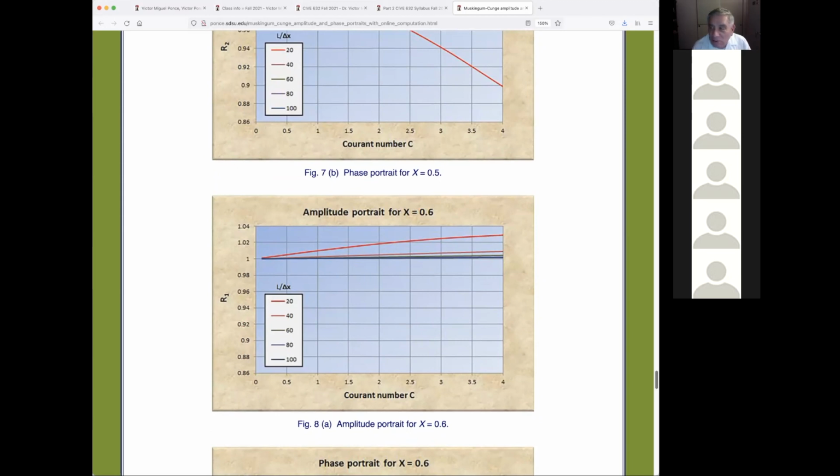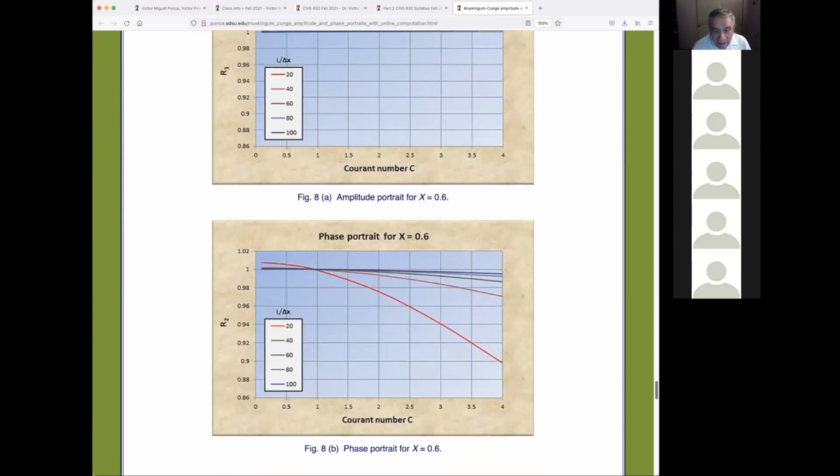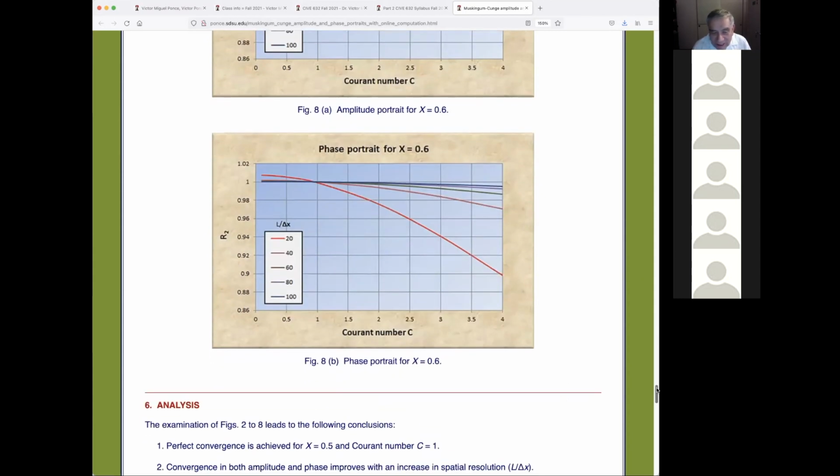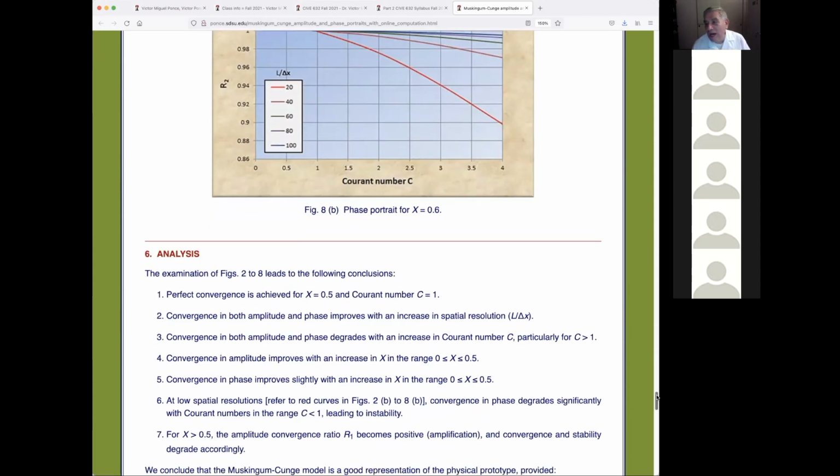The numerical solution is higher than the physical solution. And the red is bad. And the phase portrait, also bad. If you have a Courant number high, God forbid, you look at this, it's coming up really, really bad. So as you can see, these are like EKGs of what's happening in the core of the computer, because we're getting the right numbers for the ratios between amplitude and phase, both physical and numerical.